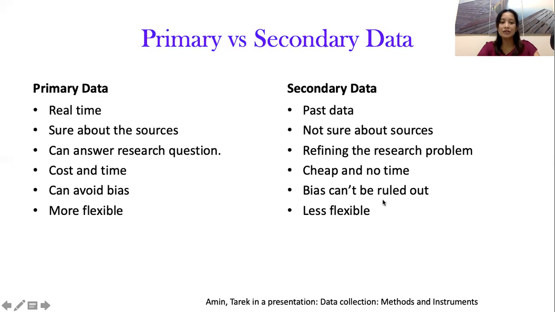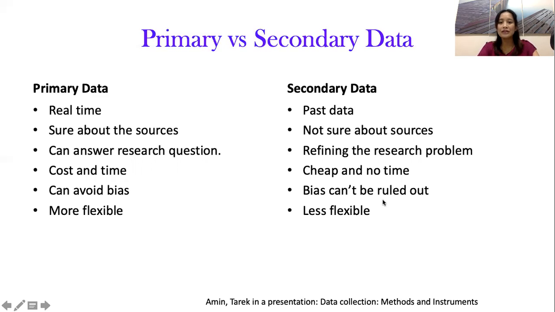Primary data, you can collect it in real time. You're sure about the sources. It can directly answer your research question. However, there's the disadvantage of cost and time, but you can actually avoid bias, no? Especially if you're able to pre-identify sources of bias prior to data collection, and it is more flexible.